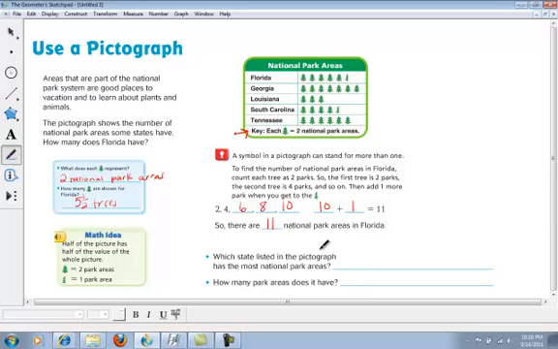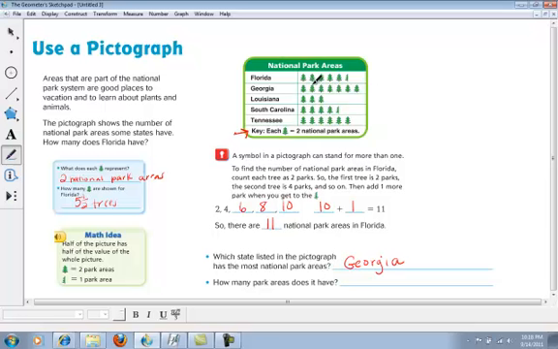Which state listed in the pictograph has the most national park areas? You're right, that would be Georgia. We know that because it has the most trees beside its name. How many park areas does it have?